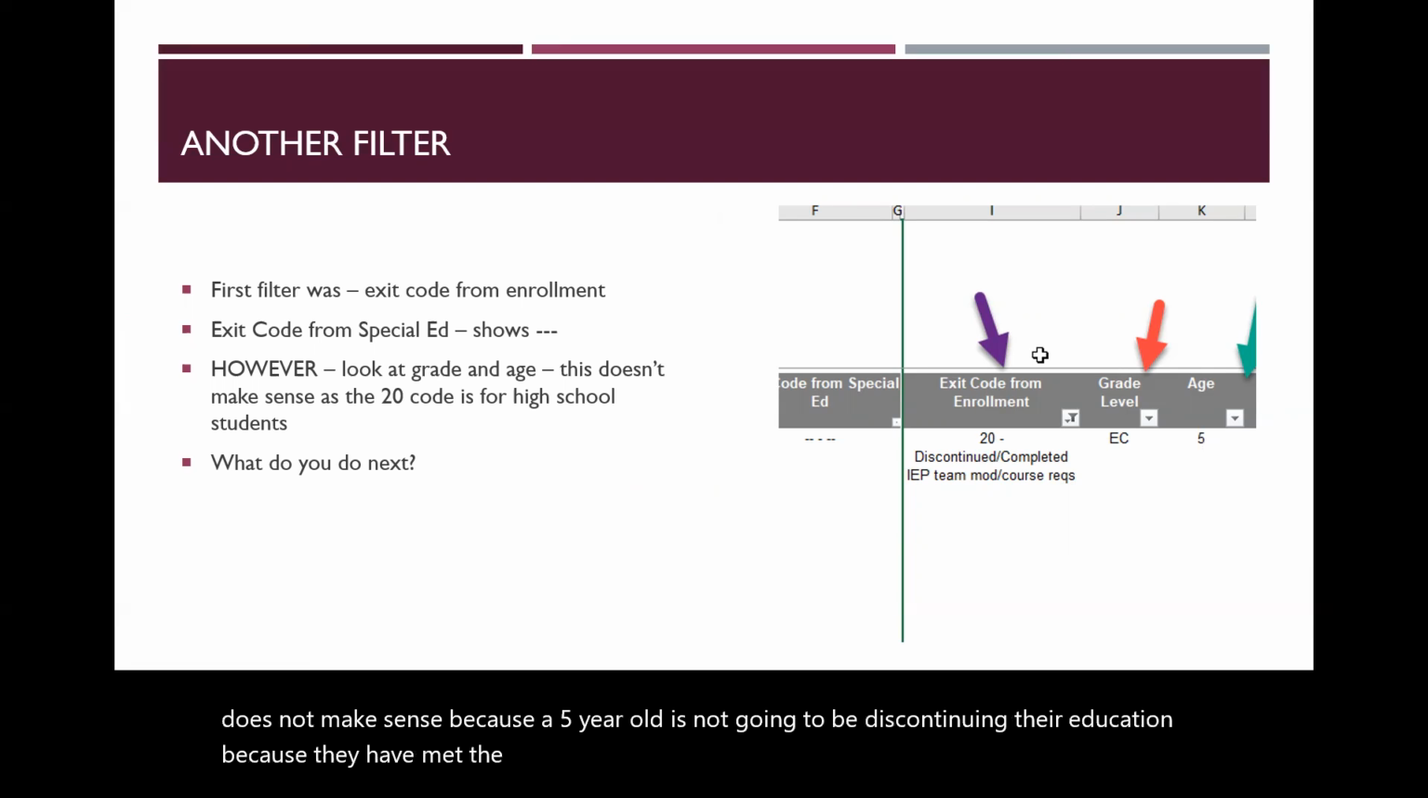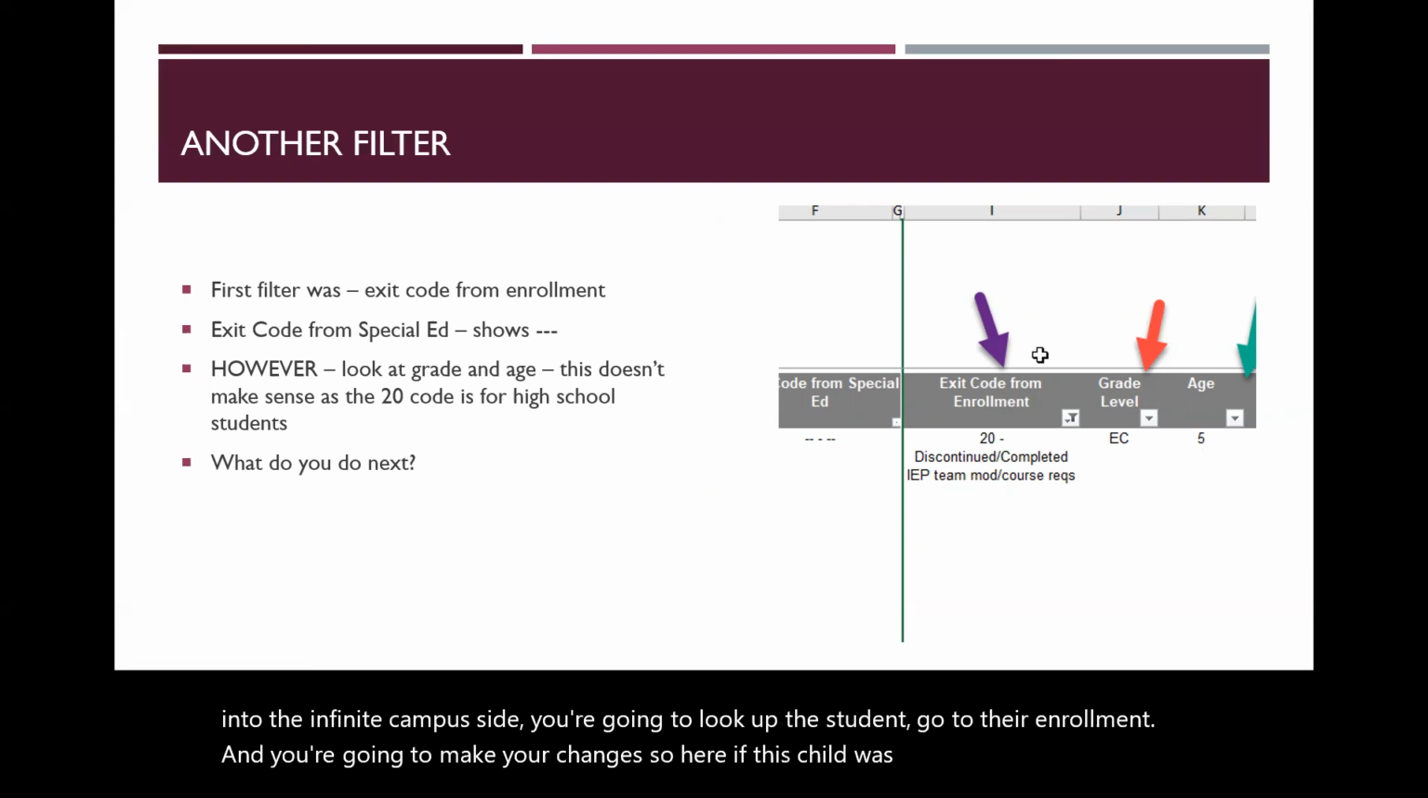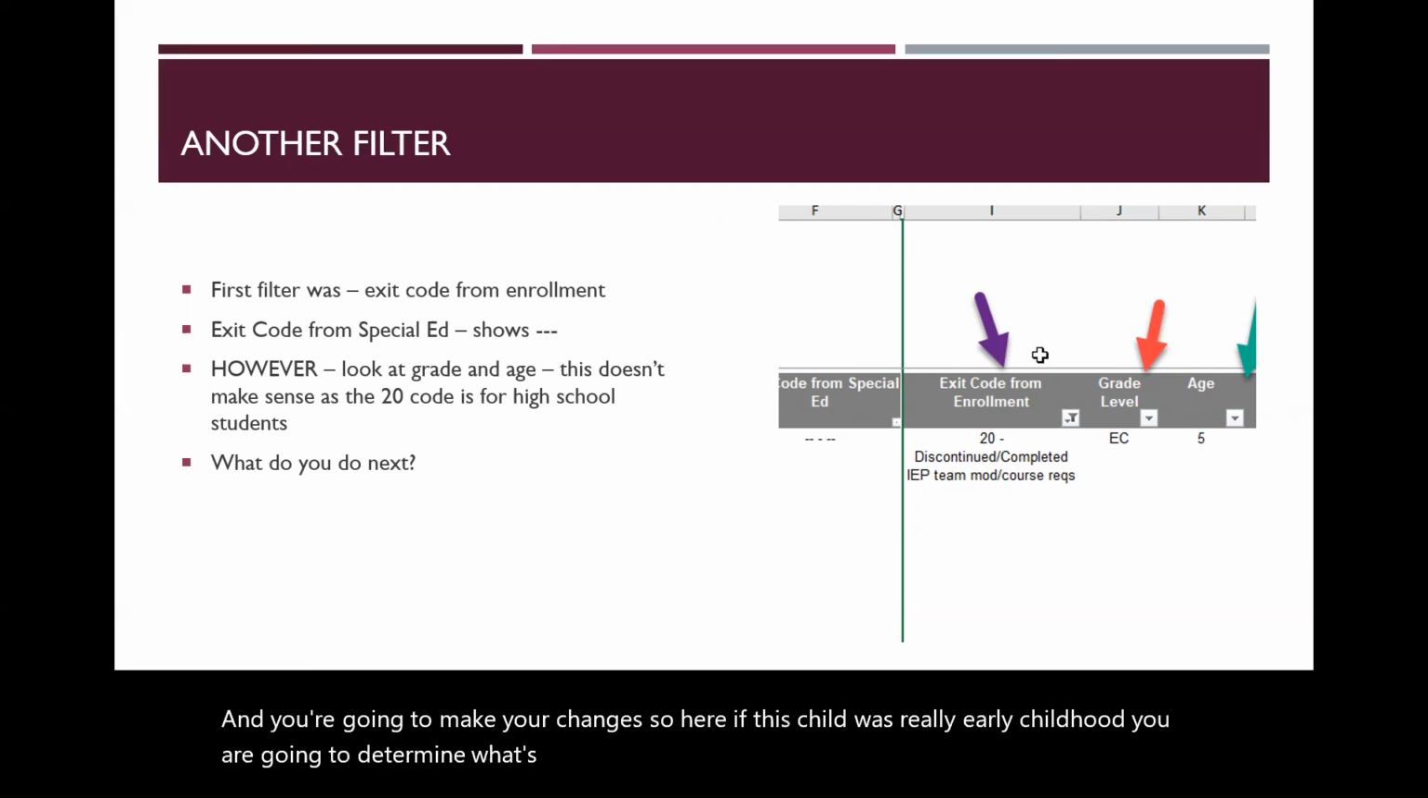So what do you do next? Next, you're going to go back into the Infinite Campus side. You're going to look up the student, go to their enrollment, and you're going to make your changes. So here, if this child was really early childhood, you are going to determine what's going on with that student and change that exit code from the 20 to whatever is necessary, or take the exit code out.